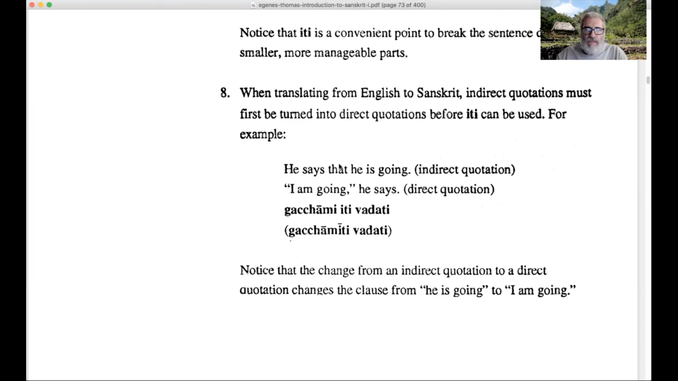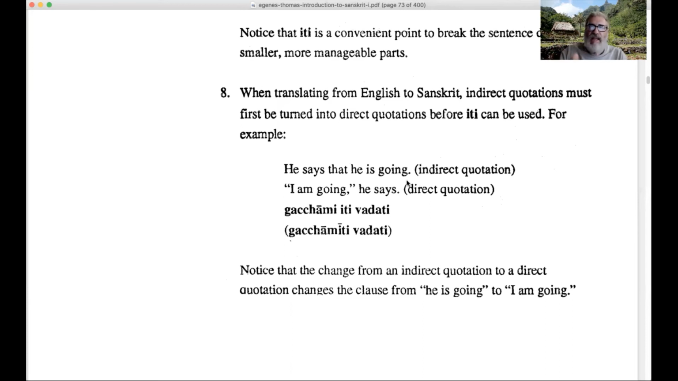For example, he says that he is going. Right, the person is actually saying to the other person, "I'm going, bye." He's saying, "I'm going." So his actual words are, "I'm going." But if we want to write that in a story in English, we say, he says that he is going, or he said that he is going, to explain it to somebody else. That's indirect quotation.